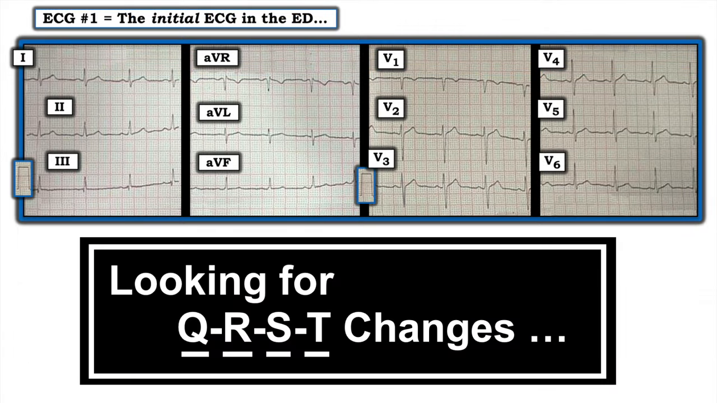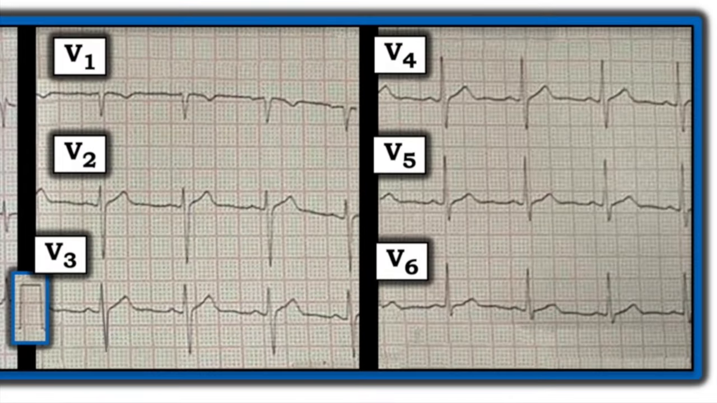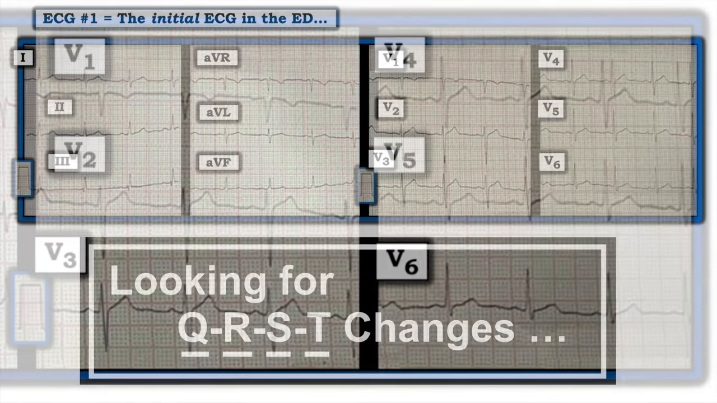I can ignore Q waves in aVR and V1 because those are normal. So no significant Q waves here. R wave progression: the R wave tends to get progressively larger until the R wave is taller than the S wave is deep, which normally is somewhere between V2 to V4. Here it's between V3 to V4. That's normal. So there's normal R wave progression.